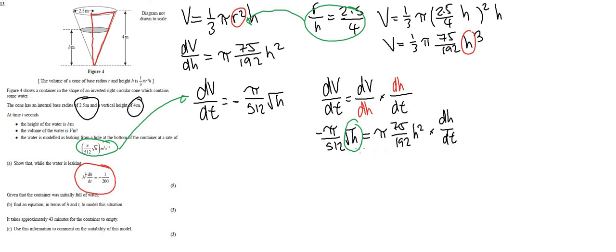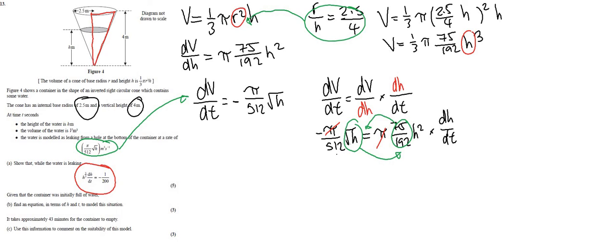Okay, we need to move that. We've got a fraction here. We need to move that. And then on both sides, we've got a pi, so we can divide through by pi.